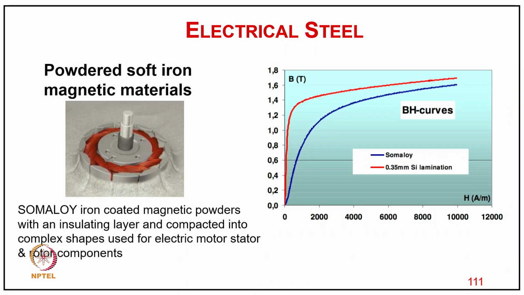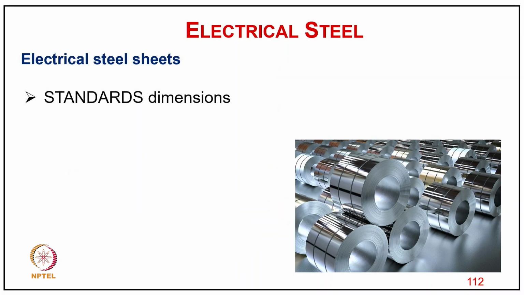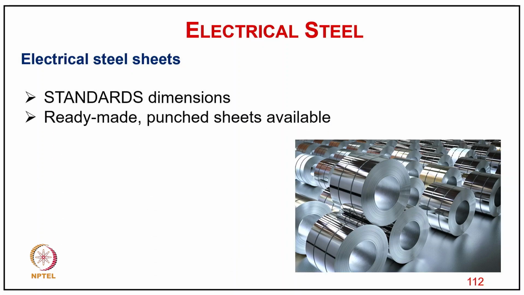So a typical example here shows the BH curve for different alloys, typically of laminated structure of 0.35 mm thickness silicon steel laminations, and powdered soft iron, typically magnetic materials. Soft iron is coated with magnetic powders with insulating layers and compacted into complex shapes used in electric motor stator and rotor components. And here we have electrical steel sheet in standard dimensions, as you can see in the photograph.